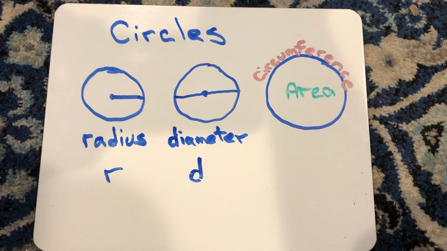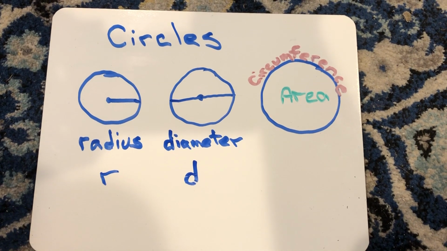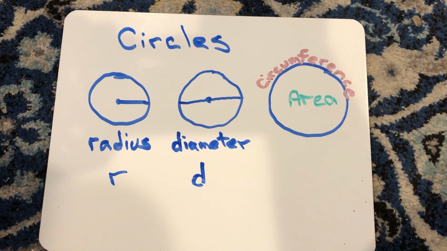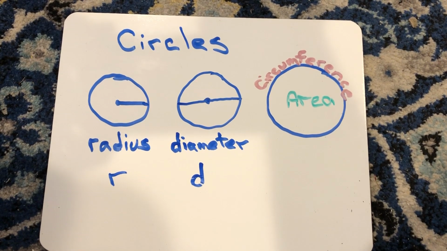Hi guys, today we're going to be working on circles. A couple of things you need to know about circles. One is the radius. It's the distance from the center of the circle to the outside of the circle, and it remains the same no matter where on the circle it is.